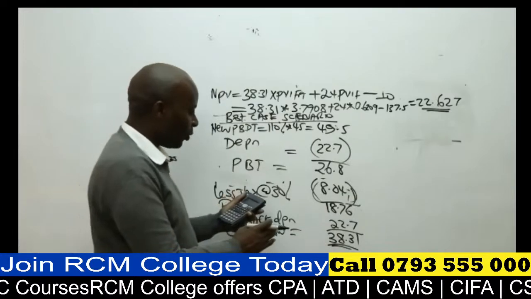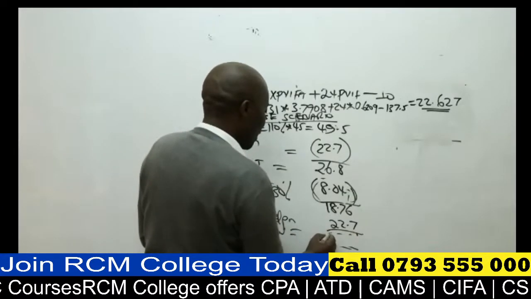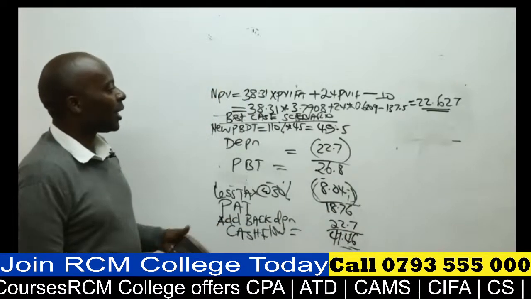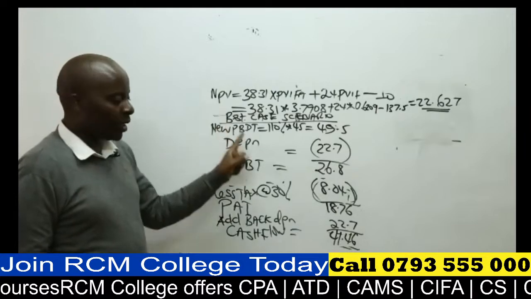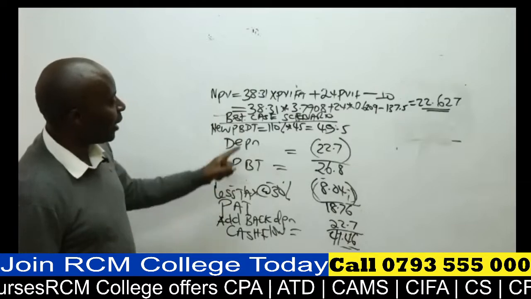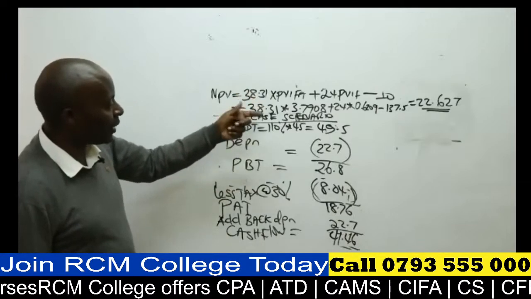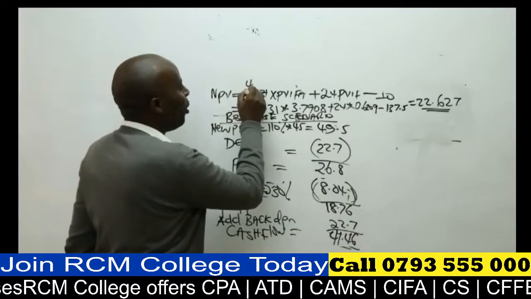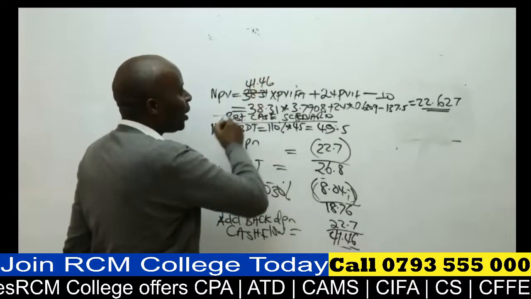I'll end up getting 41.46. So now, ladies and gentlemen, I'll come back to my net present value because now I have my operational cash flow. So my net present value here will be, instead of this 38.31, the best case scenario gives me a new cash flow of 41.46.